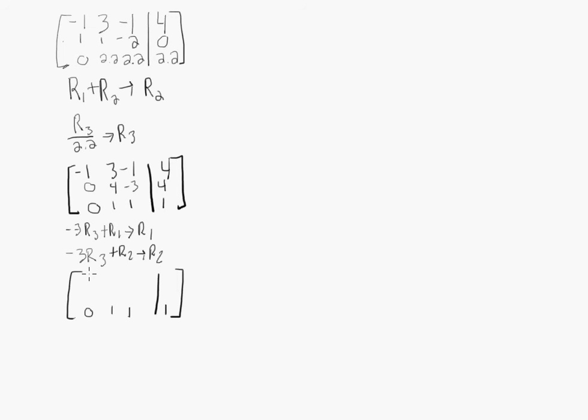Anyway, -3 times 0 is 0, so that -1 stays the same, which is how I want it. -3 times 1 is -3, which added to 3 gives me a 0. And -3 times 1 is -3, which added to -1 gives me a -4. -3 times 1 is -3, added to that 4 gives me a 1. Right? Same thing here. I keep my 0 here. -3 times 1 is -3 plus 4 is 1, which is what I want right there.